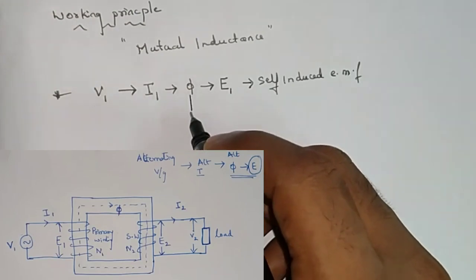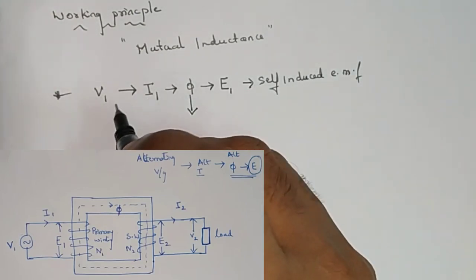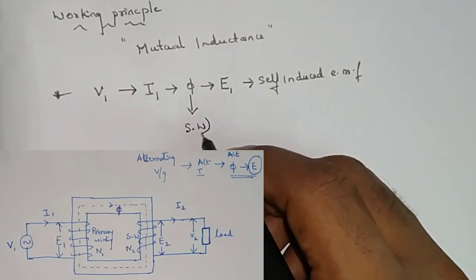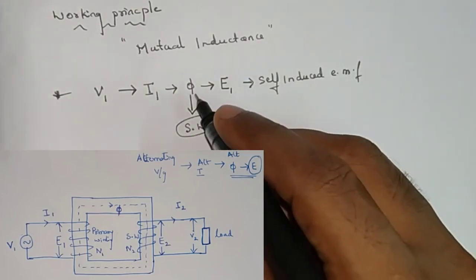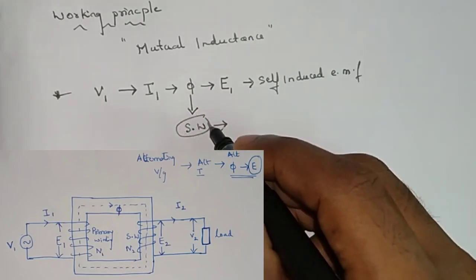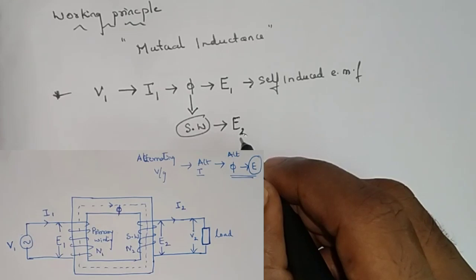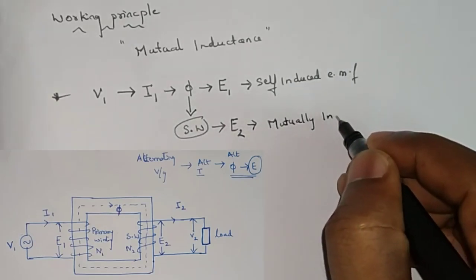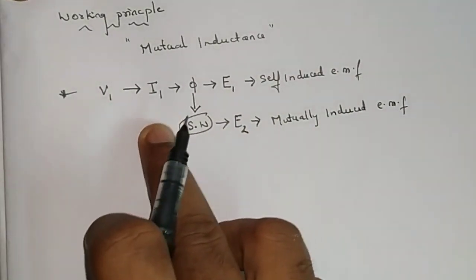Now the flux which is produced due to the primary side will also link your secondary winding, and whenever the flux links the coil, EMF will be induced. So due to the flux produced in the primary winding, which links the secondary winding also, EMF will be induced in the secondary winding, which is taken as E2. This induced EMF is called mutually induced EMF. So now under working principle I need to explain about this.